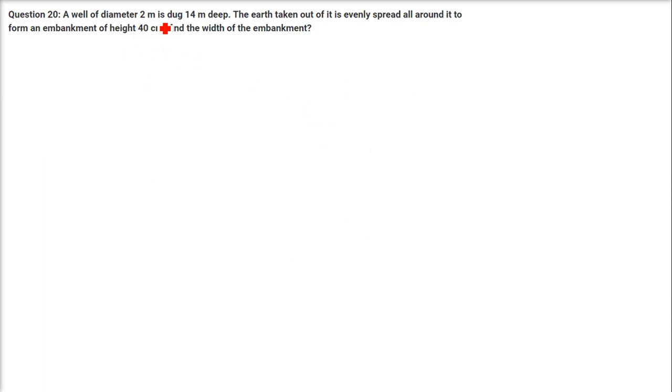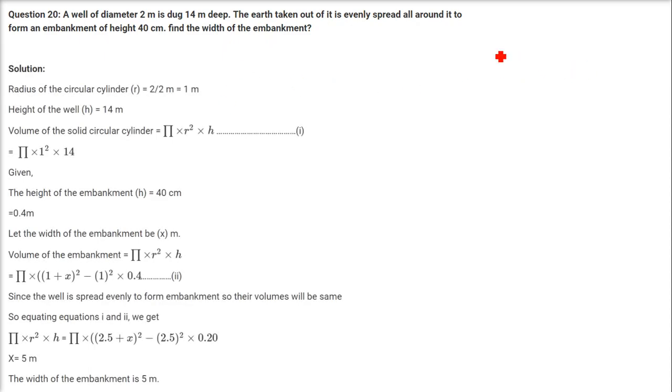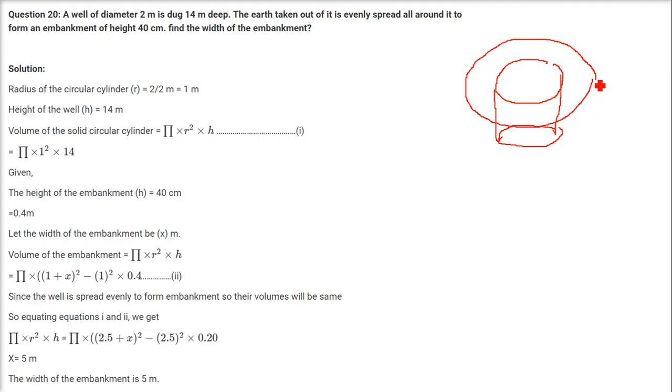A well of diameter 2 meter is dug 14 meter deep. The earth taken out is evenly spread all around it to form an embankment of height 40 centimeter. Find the width of the embankment. So this question is somewhat different from the previous. What is happening here is, this is the dug up well, and the dug up soil, the earth which is taken out, is spread around this like this. This is also a kind of cylinder.